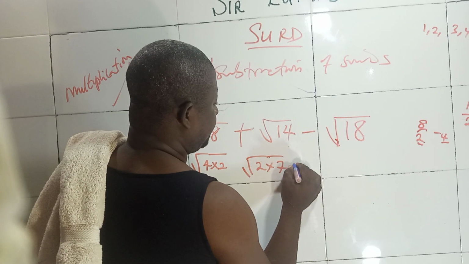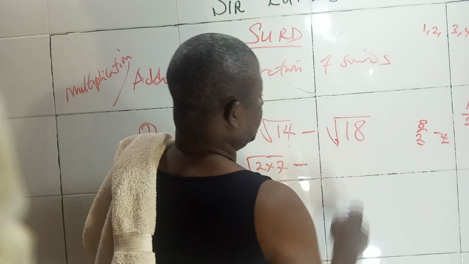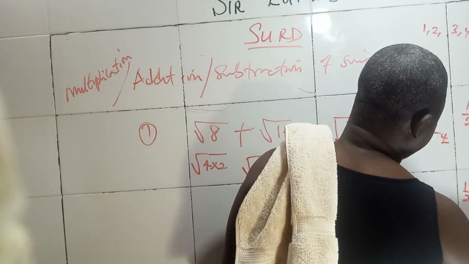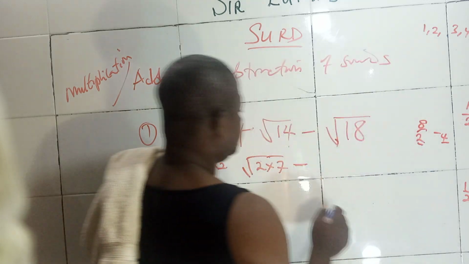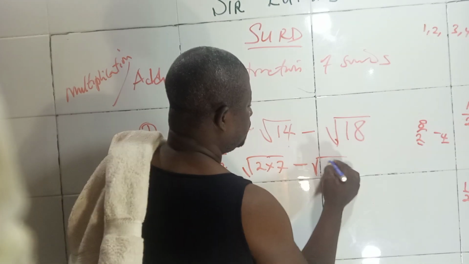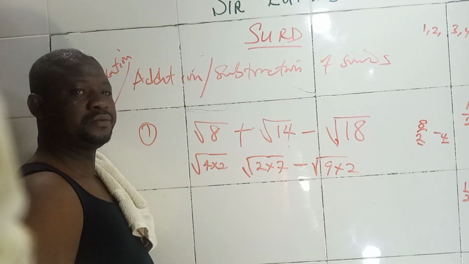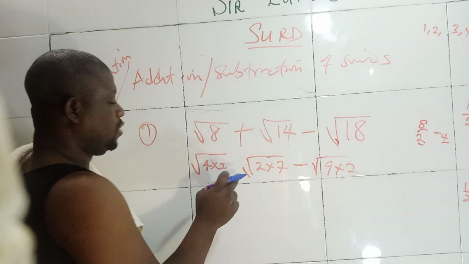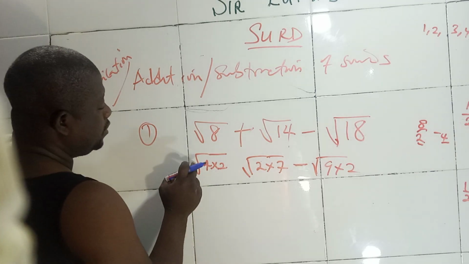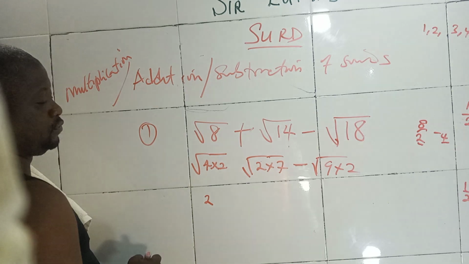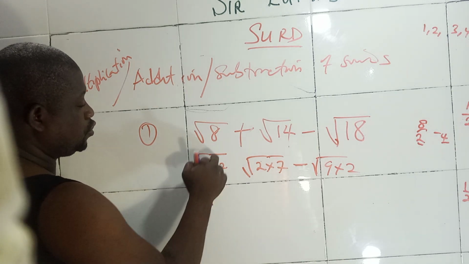Which is equal to, minus rather, 18 now. Divide 18 by 2. You're going to have 9. And that is square root of 9 times 2. The next thing is to find the square root of each. How do I go about this? I can say root 4. What is root 4? That is 2. This is root 2.